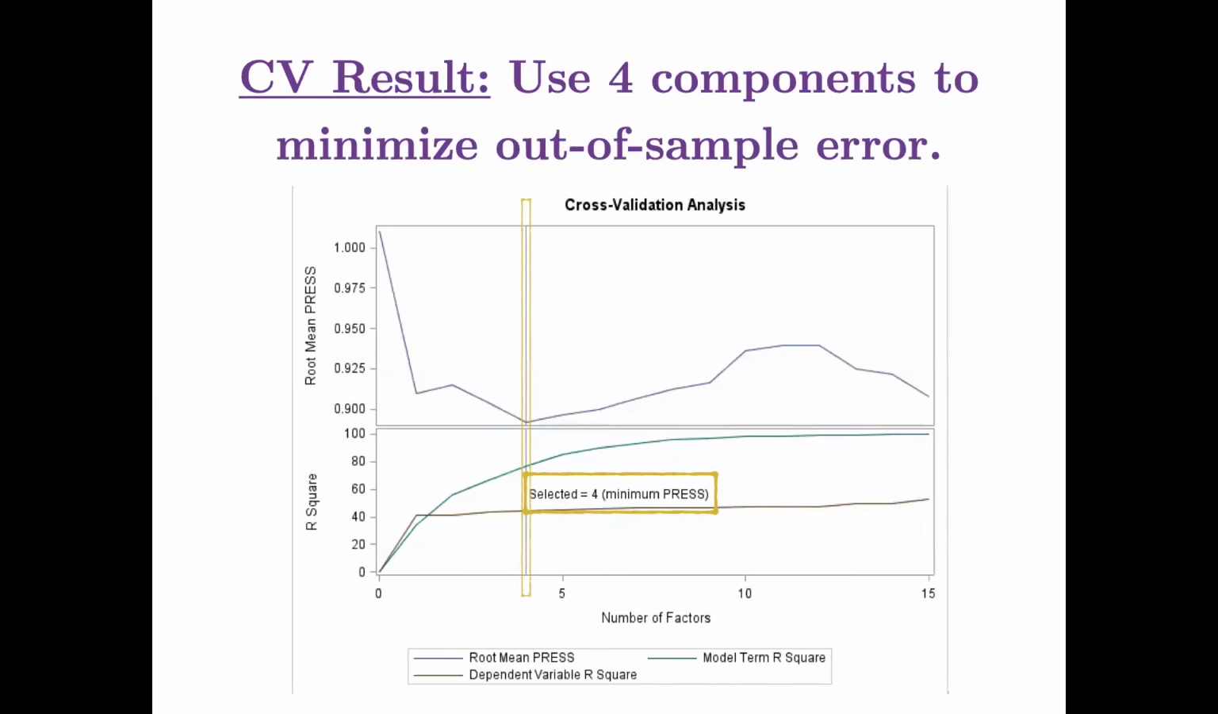The first graph you'll see in the output is the cross-validation result. It selects 4 components to minimize out-of-sample error. So this is like the answer to the cross-validation. 4 components is best. On the top, you can see that with 4 components, the average error for cross-validation was less than 0.9.